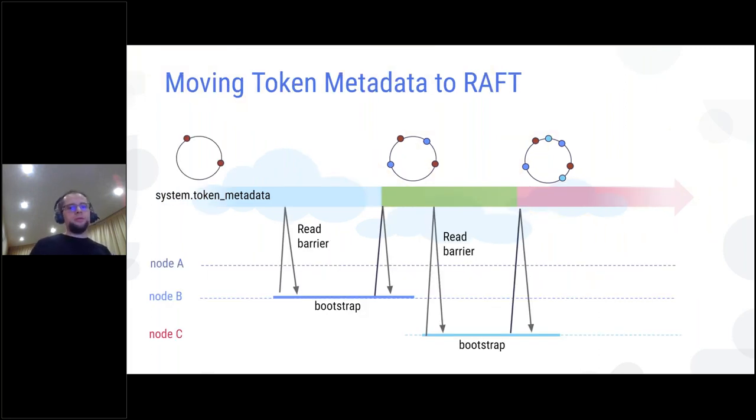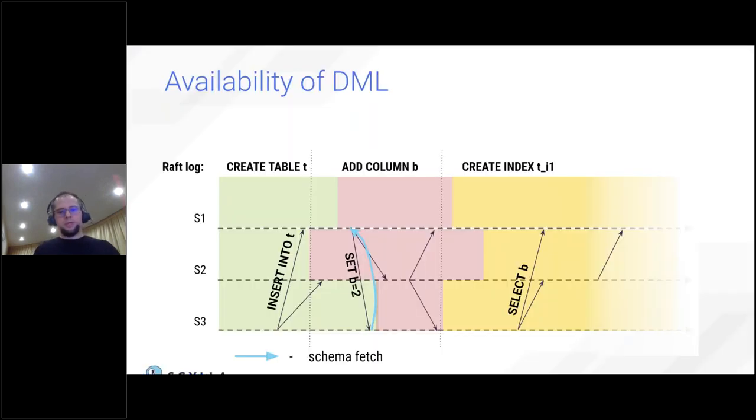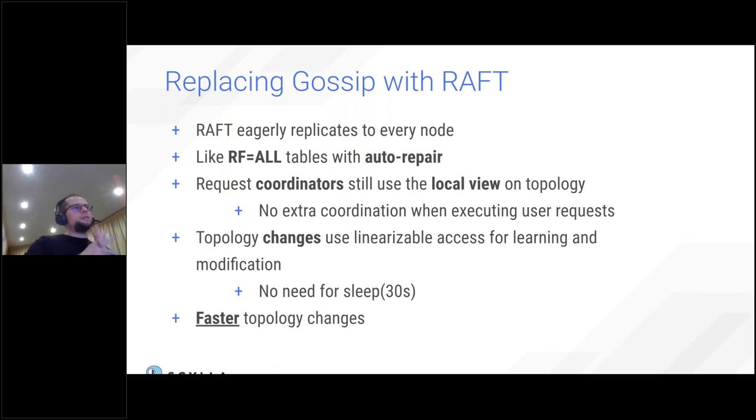The other good part is that we also were able to get rid of gossip waits. So there was this famous parameter, skip wait for gossip to settle, which you could tune to speed up boot. Now essentially you don't depend on it. And topology changes are now also much, much faster.